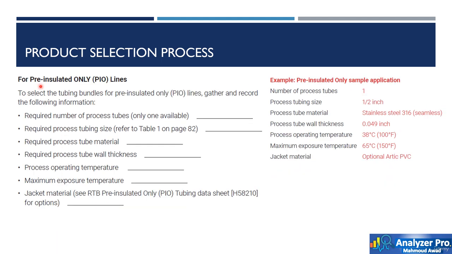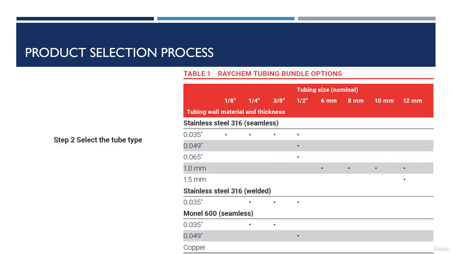For pre-insulated only lines, PIO, to select, gather and record the following information. Required number of process tubes, only 1 is available. Required process tubing size, material, and wall thickness. Process operating temperature, maximum exposure temperature, and finally jacket material. The second step after gathering the required data based on the application is to select the tube type. For this company, this table shows the available tube sizes and their wall thickness.